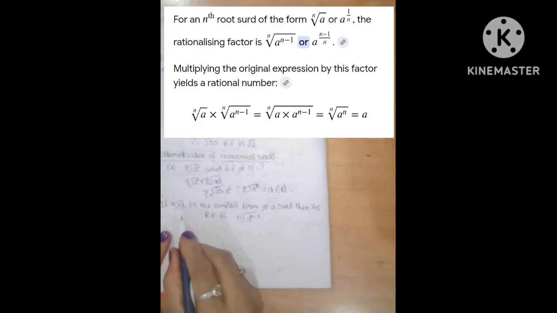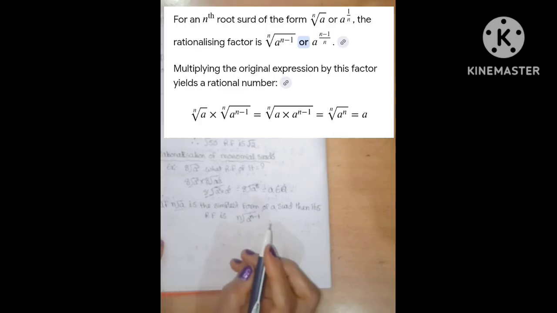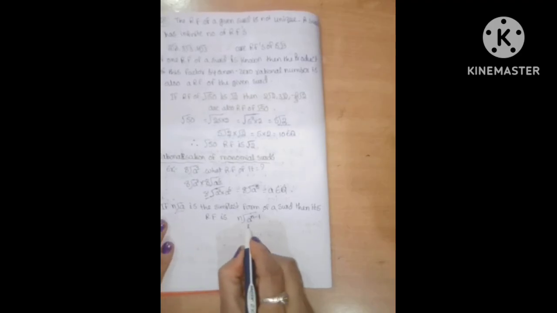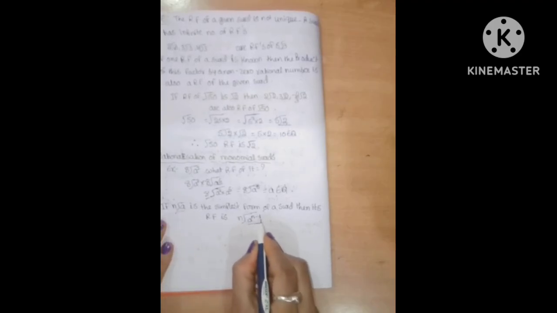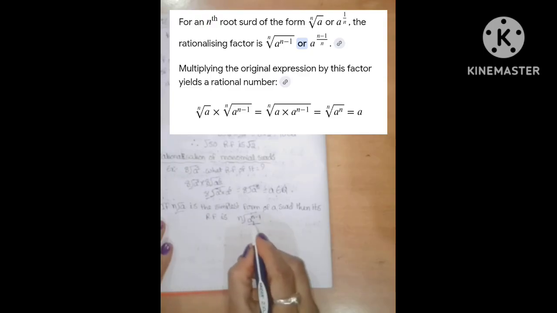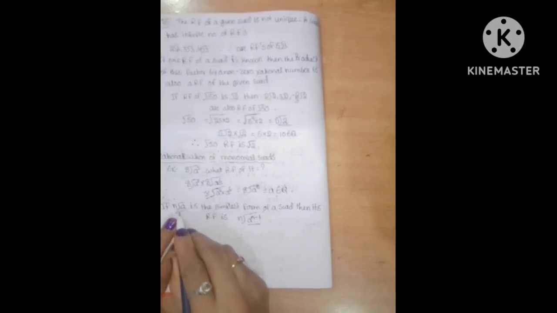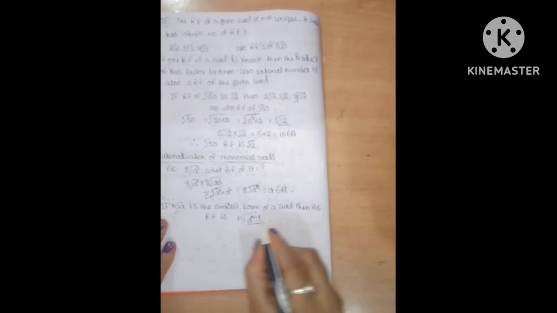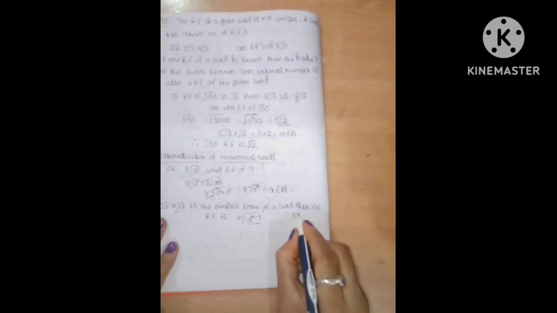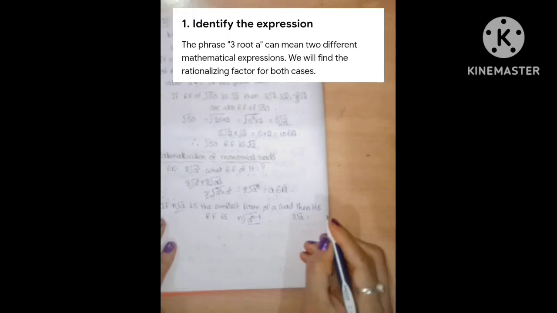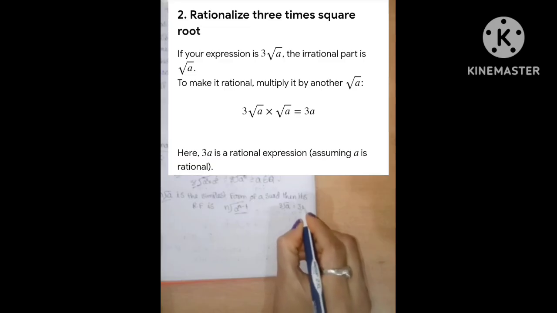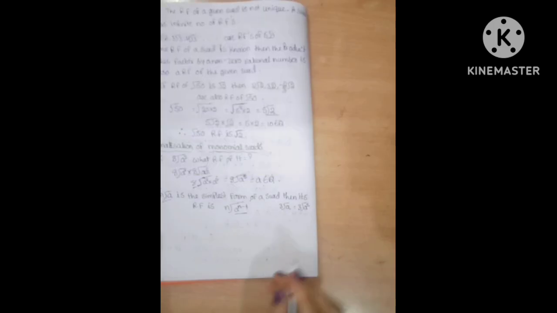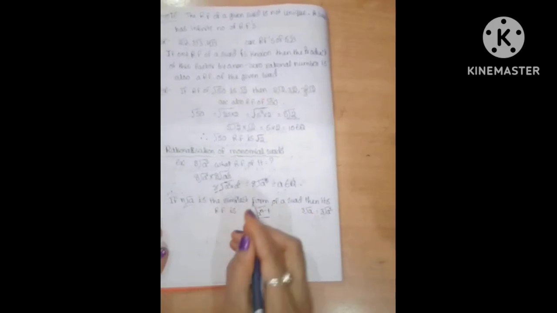This is a very important point. Keep it in your mind, don't forget this one. The nth root of a has the rationalizing factor nth root of a to the power of n minus 1, and vice versa. The nth root of a to the power of n minus 1 has the rationalizing factor nth root of a. Are you clear? For example, the cube root of a, what's the rationalizing factor, Gagan? Cube root of a square. The power is 1 less than the order of the surd. Same concept, write it down.